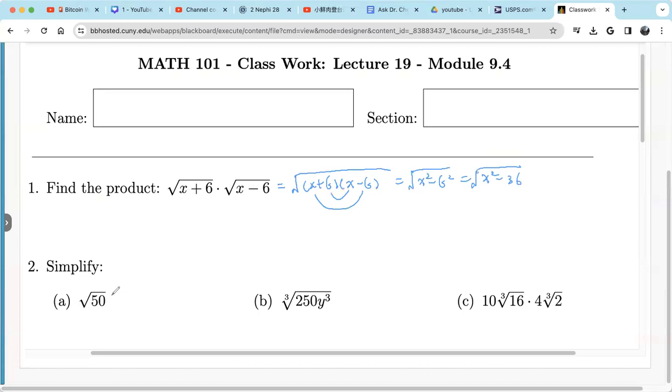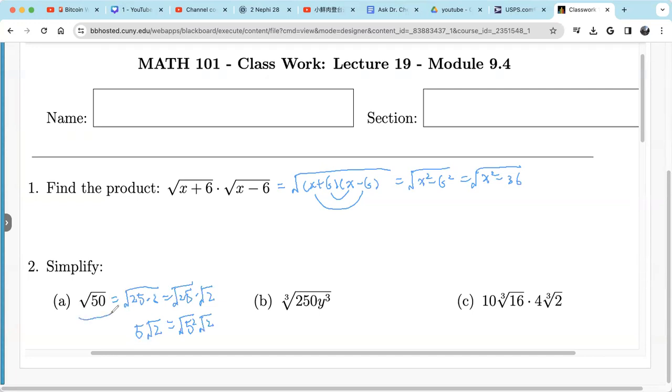Let's see 2. We want to simplify square root of 50. 50 can be written as 25 times 2. So that can be read as square root of 25 times square root of 2. Well, square root of 25 is 5, right? Because 25 is 5 squared. Square root and square cancel each other. So that's 5 radical 2, or 5 square root of 2.